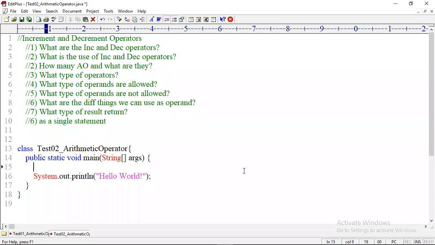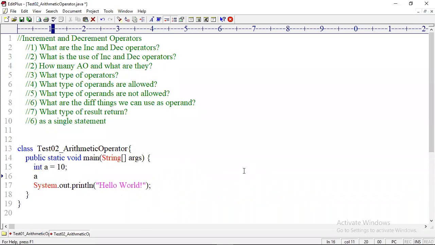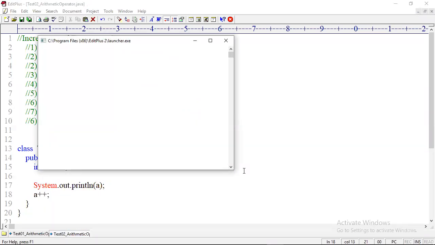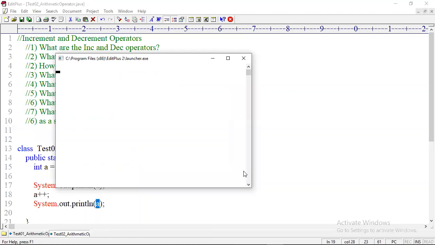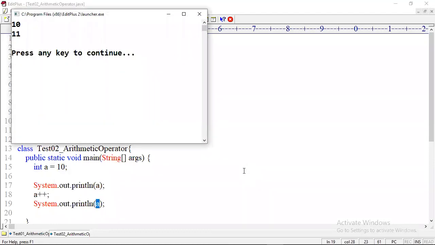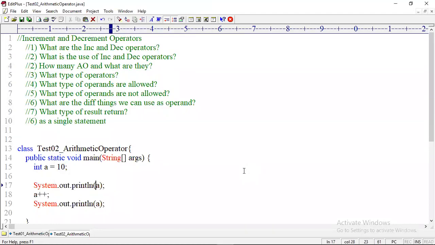Now I am creating a variable int a equal to 10. Now I am writing, what is the a value here. I am writing a. Then after that I am writing a plus plus. Control 1, compile. Compiled successfully. Control 2. Look at the value, 10 is coming. Now after this a plus plus, I am writing again a. It is increased by 1. Control 1, control 2. 11. It is increased exactly by 1.